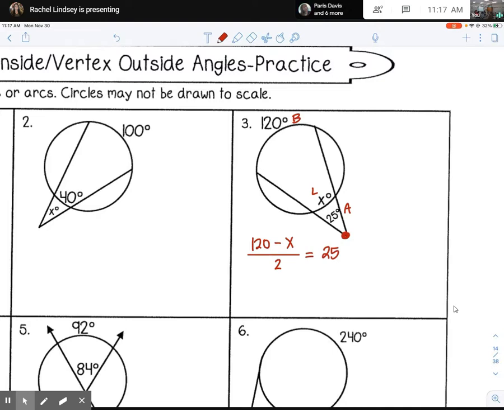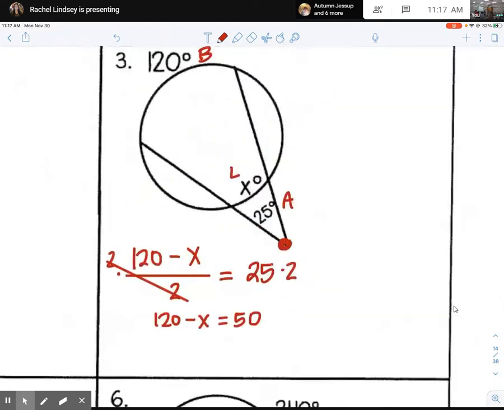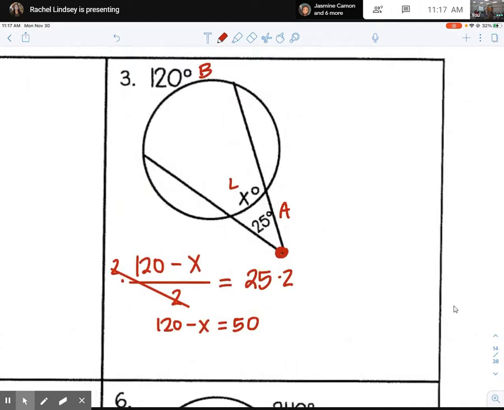So we need to get that 2 off the bottom, so multiply by 2. So 120 minus X equals 50. If you wanted to, you could move the 50 to the left and the X to the right. It's up to you how you do it. Just make sure your X is along that.